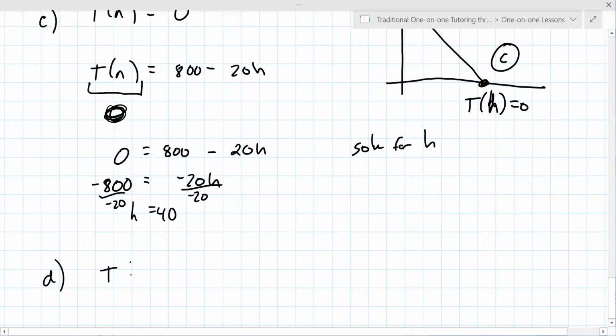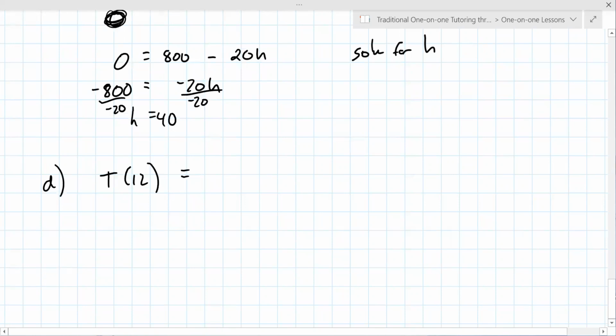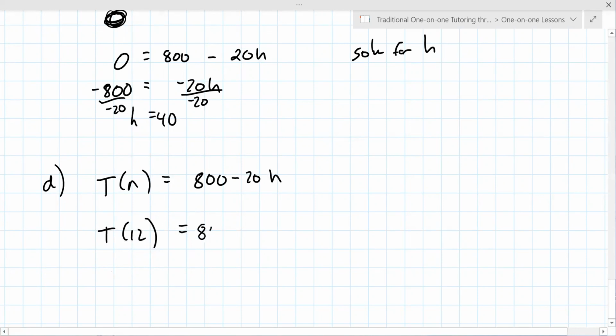Part D here is T of 12. We want to find T of 12. So after 12 hours, like the place has been open for 12 hours, how many donuts is it going to have remaining? I'd have to multiply into it. T of h is 800 minus 20h. Multiply 20 by 12, which will give you 240. And then you'll have 800 minus 240, which then equals 560.